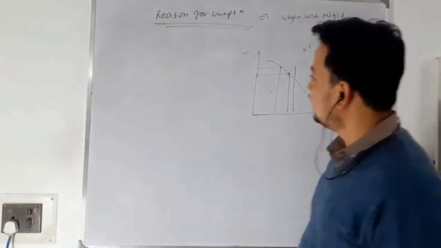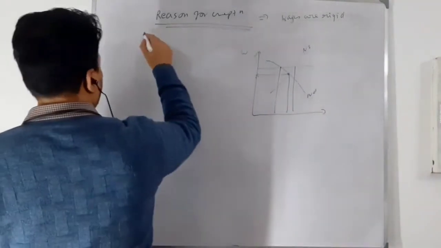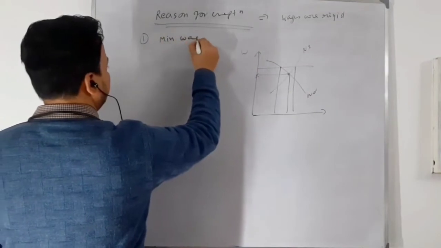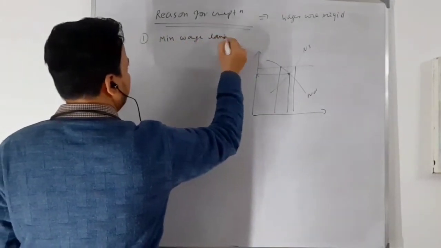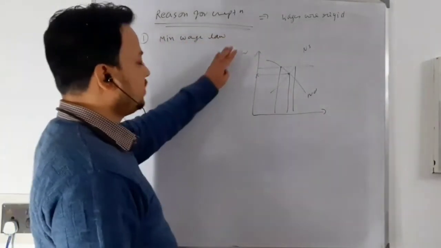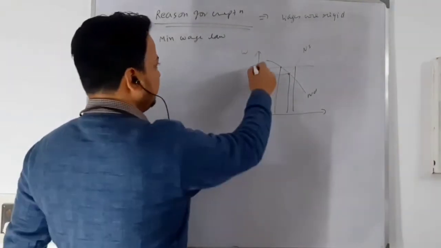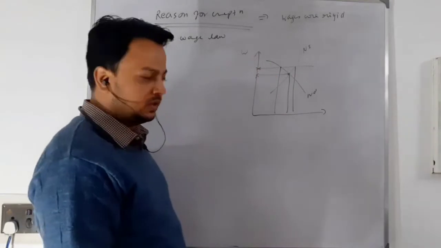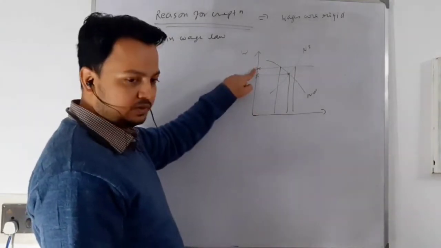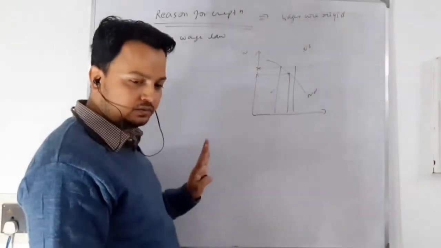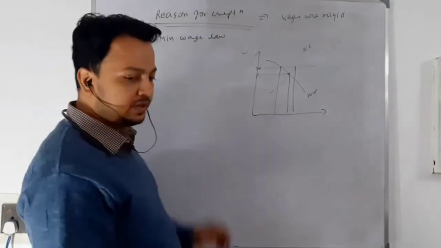What is the reason for that? In advanced countries, you have a minimum wage. The government says you cannot give a wage below this level, they put a floor. So the wage is downward inflexible, it stays here, the market does not clear, and for that reason you have unemployment.